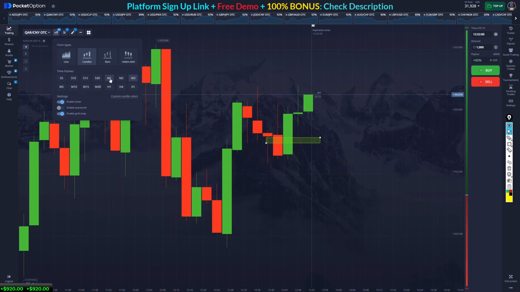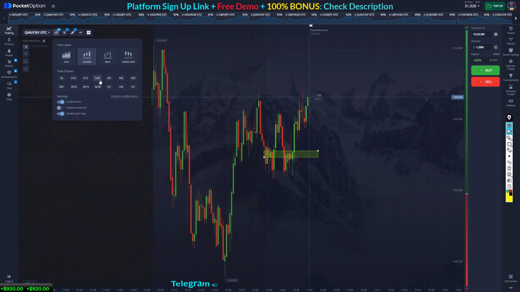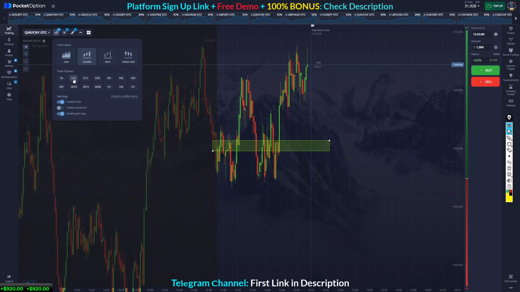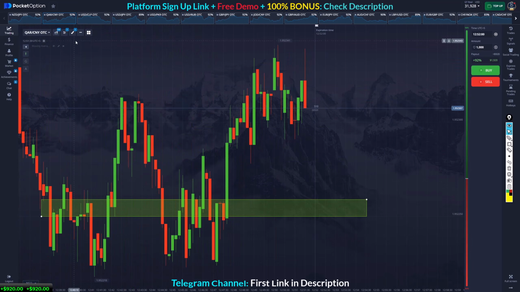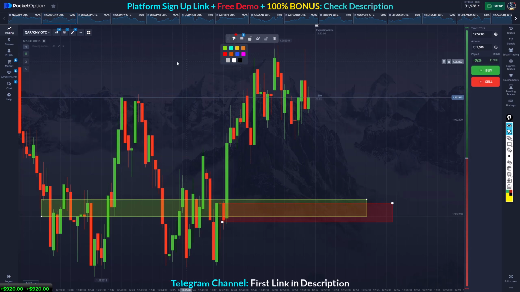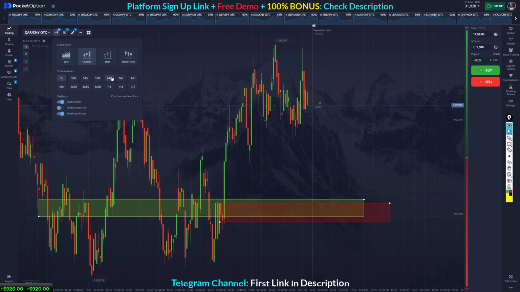Then go back to 1 minute. And now we should look for entry for this QM. Go to the lower time frame step by step until, yes, now we see the entry, and this is the entry. There we go. All right.